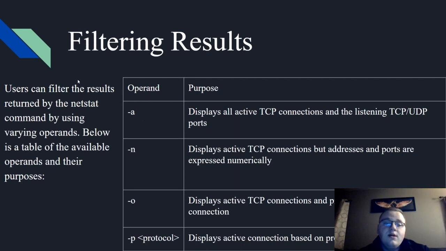Filtering. Users can filter the results of a netstat command by using varying operands. Below is a table of available operands and their purposes. -a will display all active TCP connections and the listening TCP and UDP ports. -n will display active TCP connections, but the addresses and ports are expressed numerically. -o will display active TCP connections and the process ID related to each connection. -p will display active connections based on protocol, and the protocol goes in the brackets.